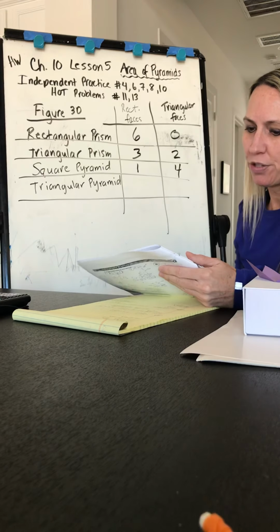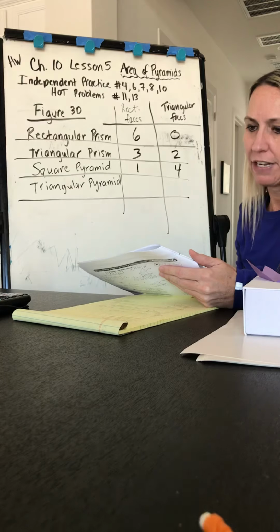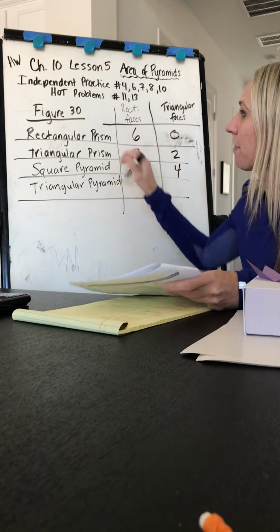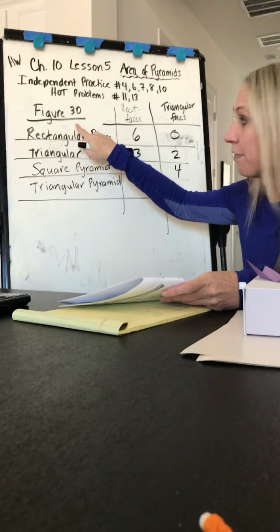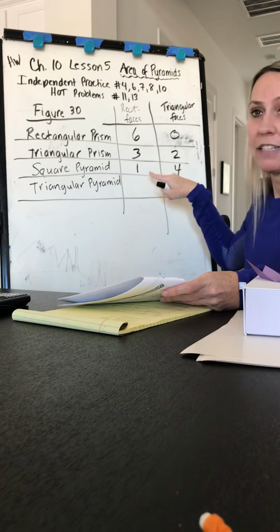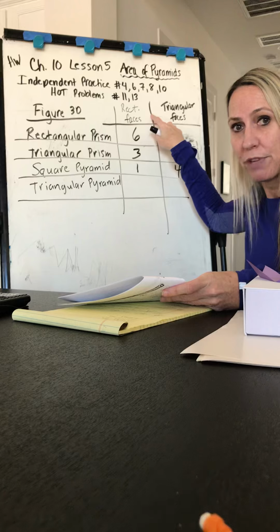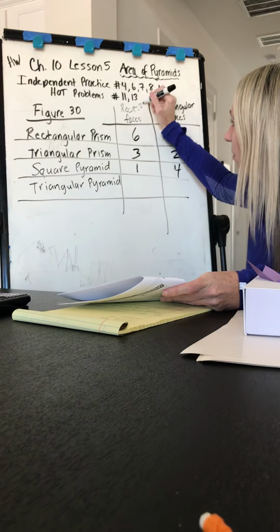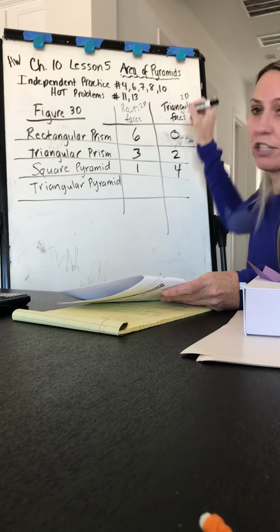Go to page 788. This is number 10 from the independent practice, and they have this chart here. They give you the three-dimensional figure, and then they're asking you how many rectangular faces it has and how many triangular faces it has. And these two are two-dimensional because they're just the actual faces.